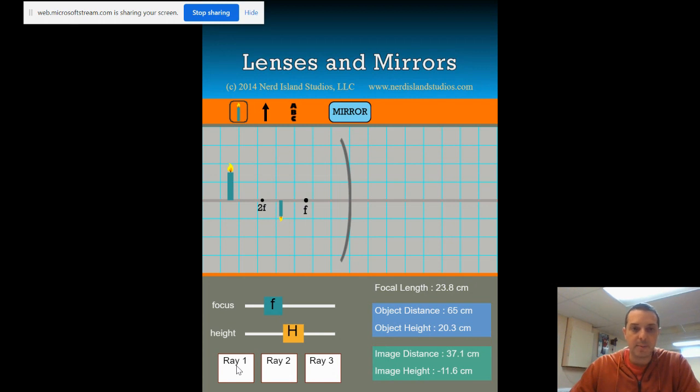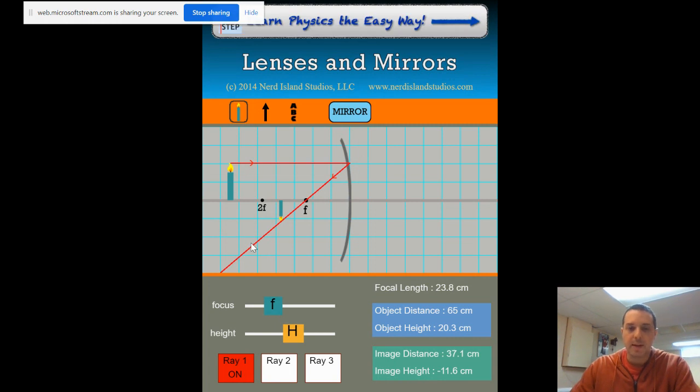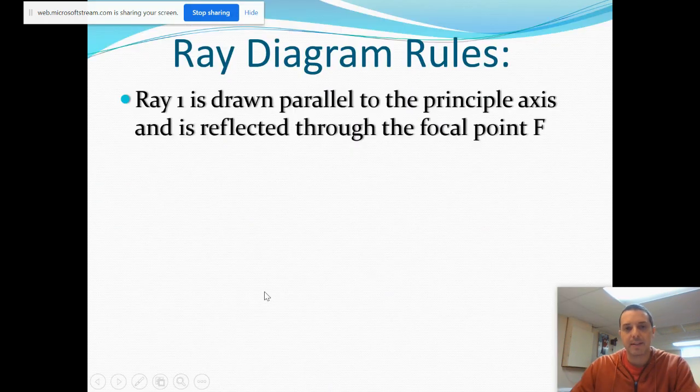So the first ray we talked about comes in parallel, and you can see this one is coming in parallel. It reflects off the mirror, and it passes through the focal point. Somewhere along the line of that reflection, the image is going to form. You can see the image is already formed back here in this diagram, the smaller inverted candle. So that's our first ray. It comes in parallel, bounces off the mirror, and then it has to move from the mirror in line with the focal point.